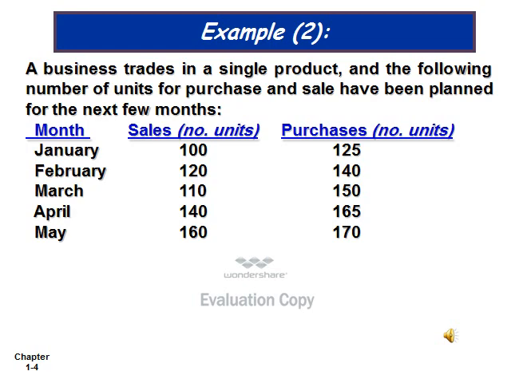Example 2. A business trades in a single product, and the following number of units for purchase and sale have been planned for the next few months, from January to May. Sales: 100 units, 120, 110, 140, and 160 units. Purchases: 125 units, 140, 150, 165, and 170 units.